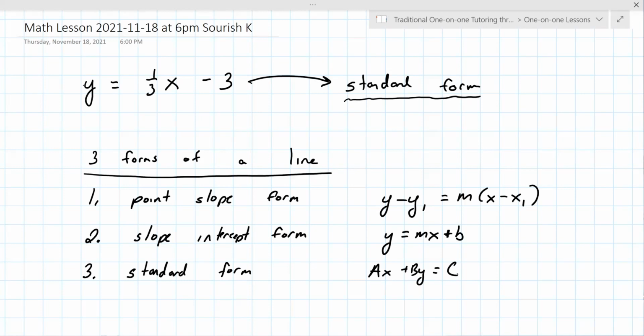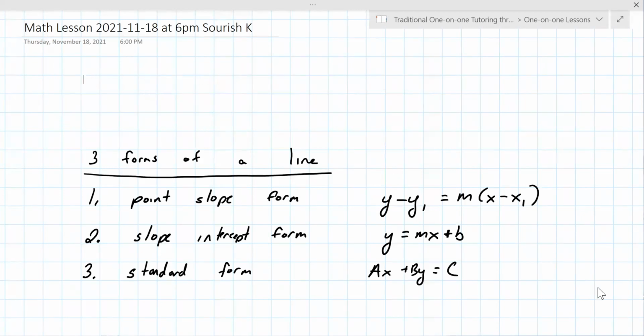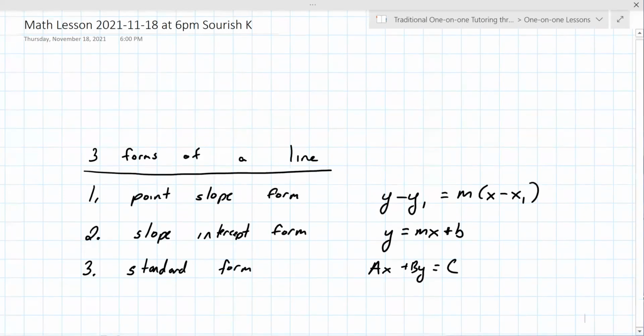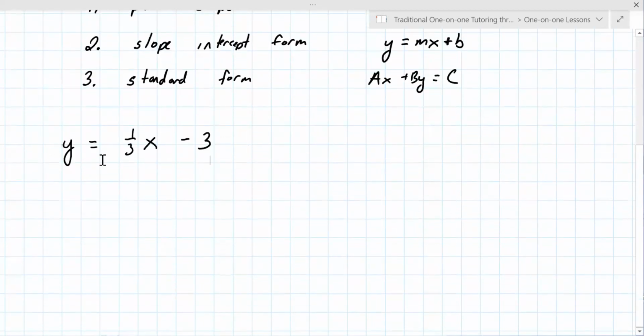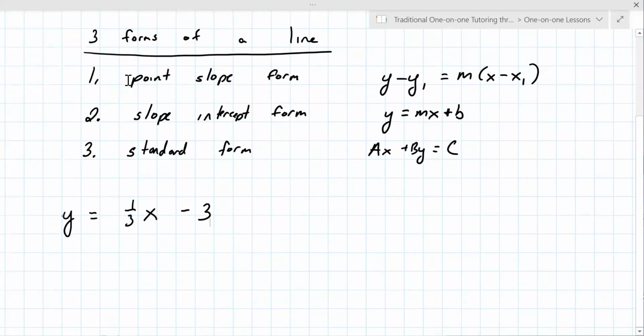So first thing is you need to be able to identify what form an equation is in. So let's look at this first one up here. I'm just going to move it down. Can you tell me what form this equation is in? Is it in point slope, slope intercept, or standard form? Slope intercept. It's in slope intercept form. Okay, good.